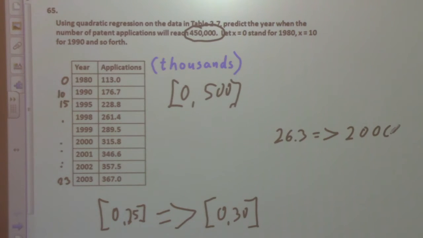Yeah, 2006. 2006, right? It's 2003, so it's just going to be 3 more years. Now, is this prediction going to be an interpolation or an extrapolation?